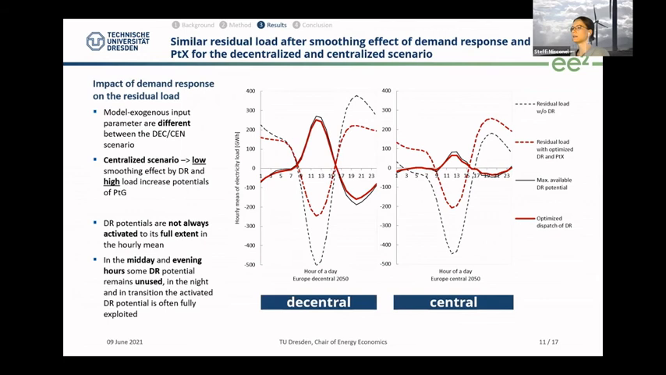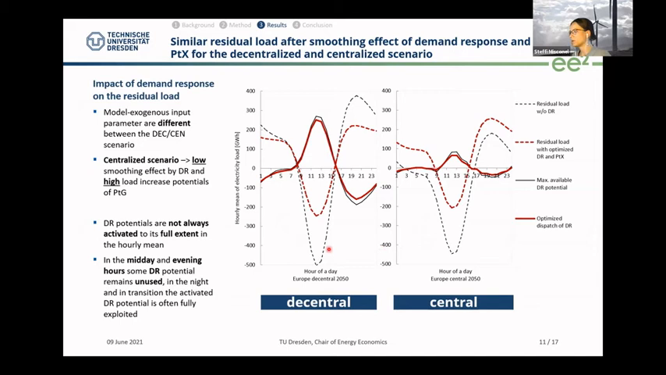Coming now to the results, I would like to start with the impact of demand response on the residual load. In the following two figures, the model exogenous input time series are illustrated, which are the residual load without the smoothing effect of DR, which is the black dotted curve in the two graphs, and the maximum hourly available DR potential, which is the black solid line in both graphs. In contrast to that, the red lines illustrate the model endogenous results of our calculations. So the smoothed residual load with the optimal dispatch of demand response and power to X technologies is the red dotted graph in both scenarios, and the optimal dispatch of demand response for the decentralized and centralized scenario is the red solid line.